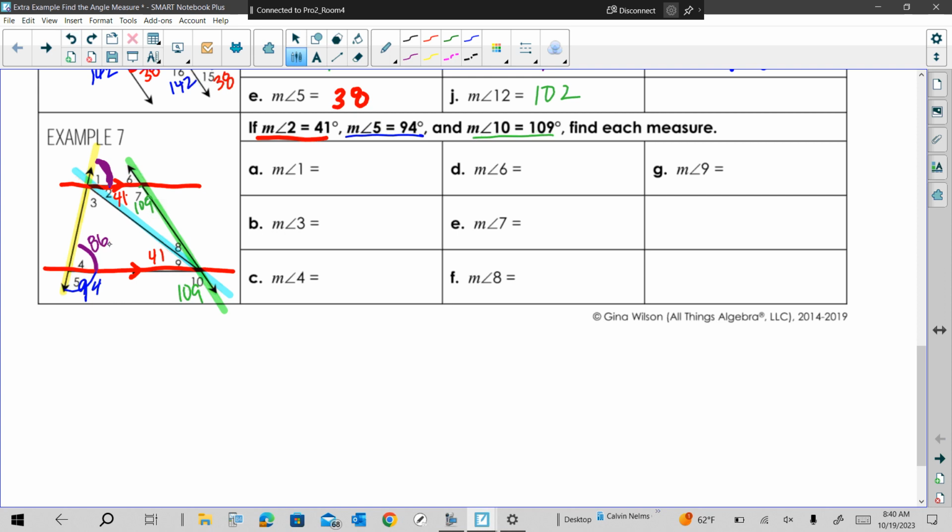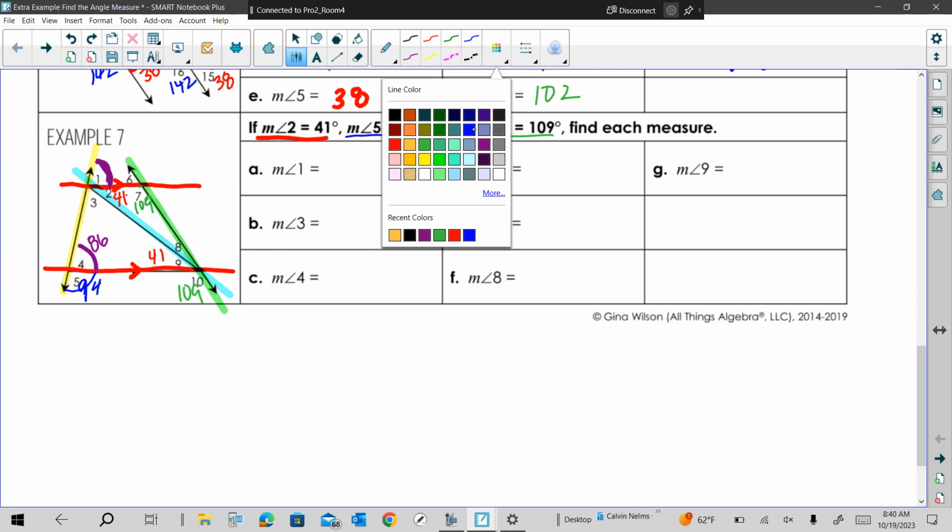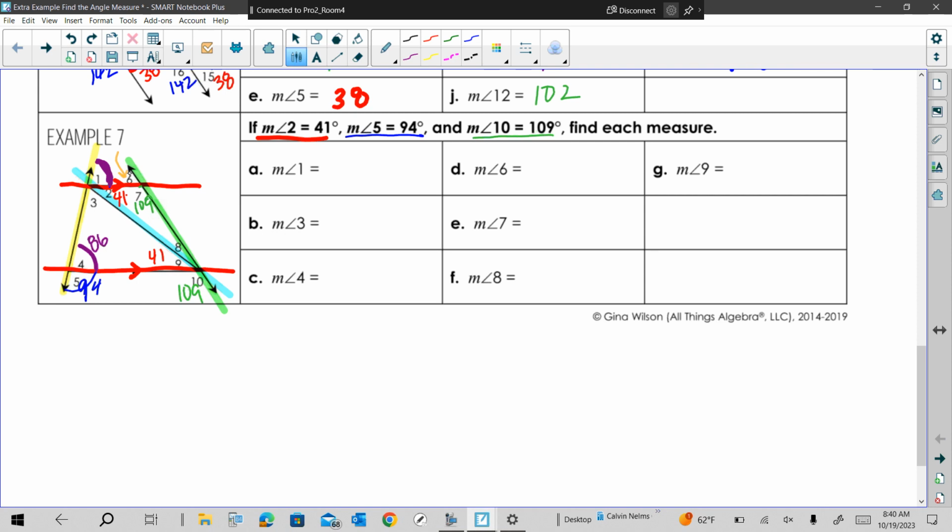Before I jump to the triangles, let's just get to angle 6, because you should be able to get that angle measure. Anyone see how to get this angle on the inside here? 6 is what relationship to 7? Yeah, supplementary. So if I do 180 minus 109, 71. That's my angle 6.